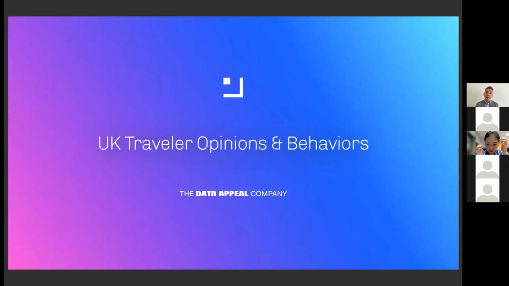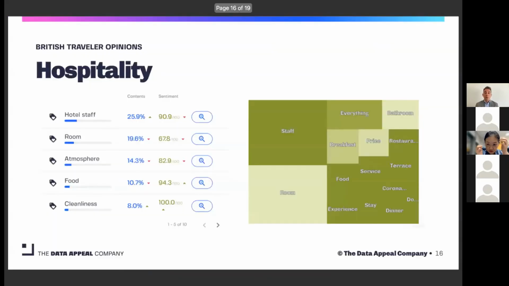And finally, what we're going to drill down into now is the actual opinions on these particular points of interest that you've seen, across all these different classes that I was telling you that we can analyze. So what we've done here is a summary of these 4 destinations and what they're saying overall, what UK travelers are saying about the hospitality industry.